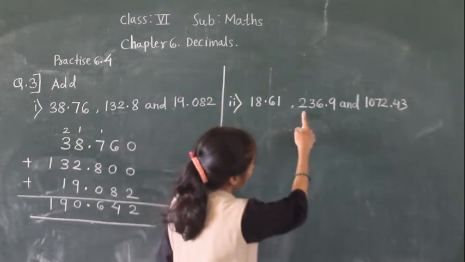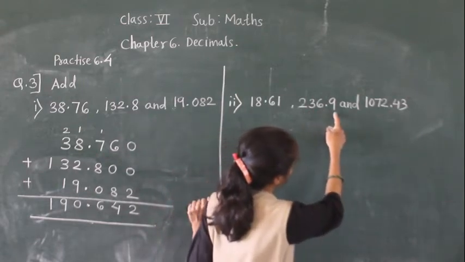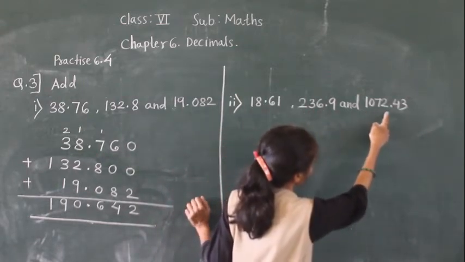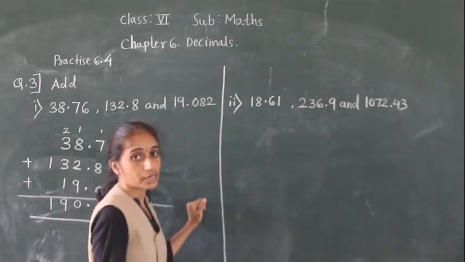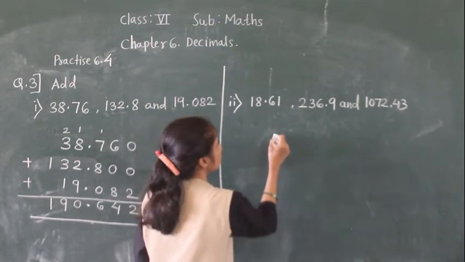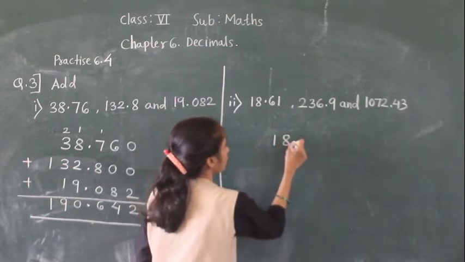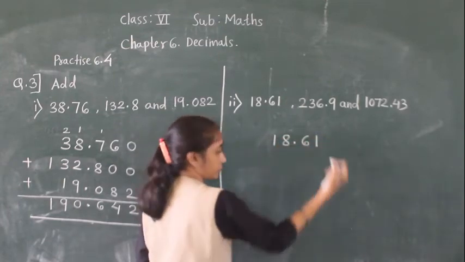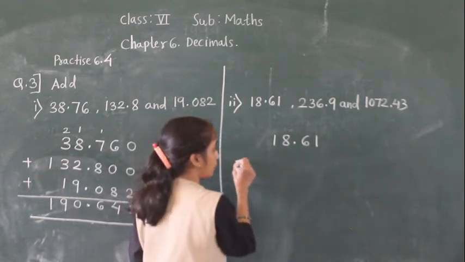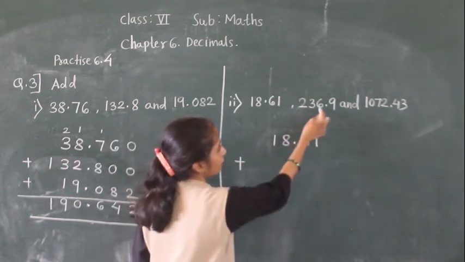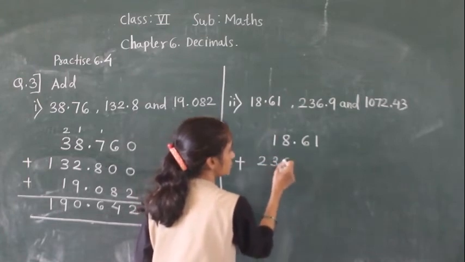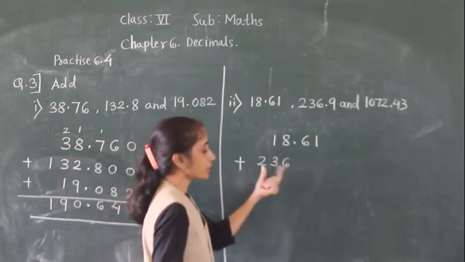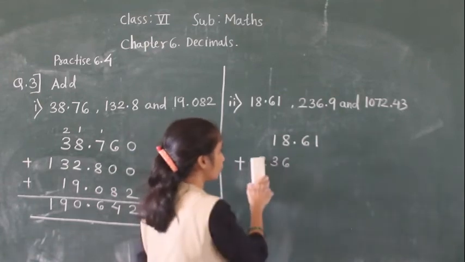18.61, 236.9 and 1072.43. Okay, now these numbers we are going to arrange in columns. Okay, so now 18.61 plus 236.9. Okay, now I understand directly, so I will tell what to do.